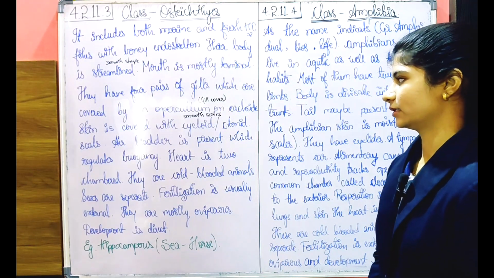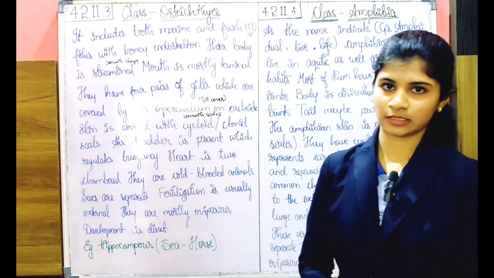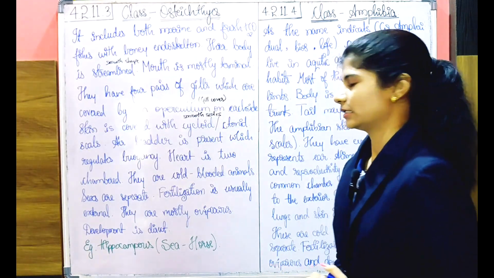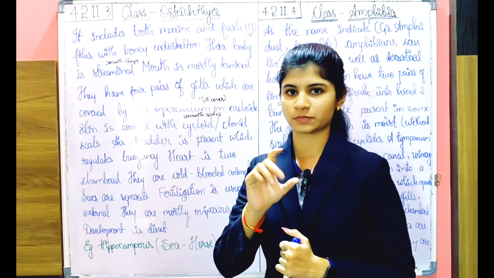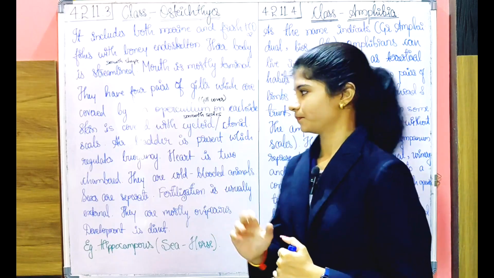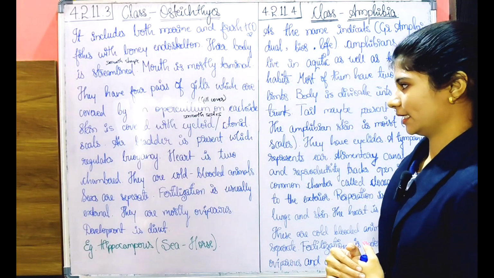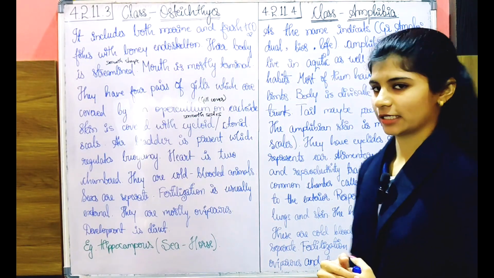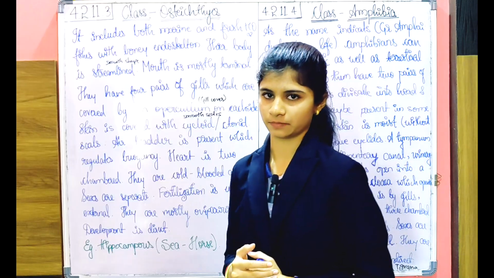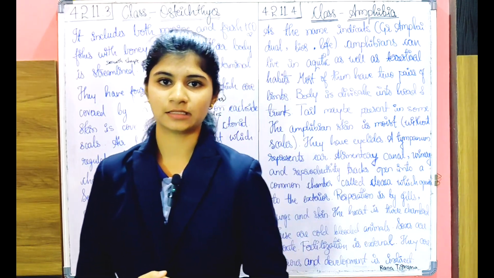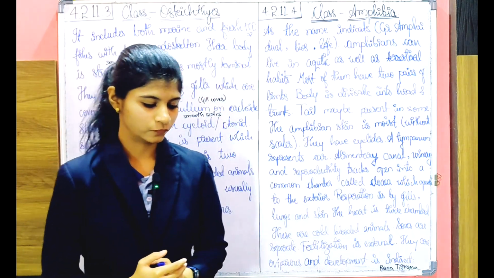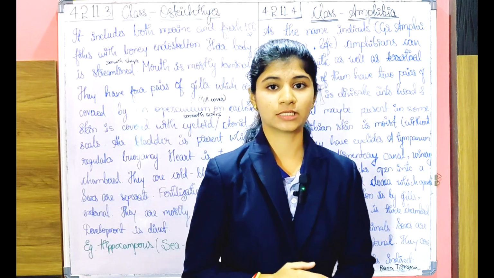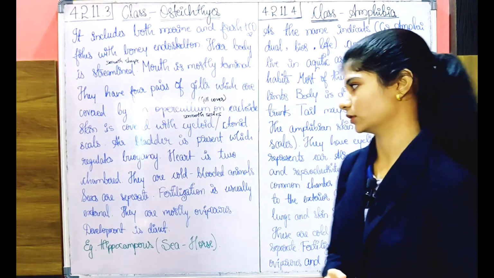Skin is covered with cycloid scales. Now what are cycloid scales? It means the smooth scales present on the smooth body surface. Then an air bladder is present, which regulates buoyancy, to maintain the buoyancy of the body in the water.